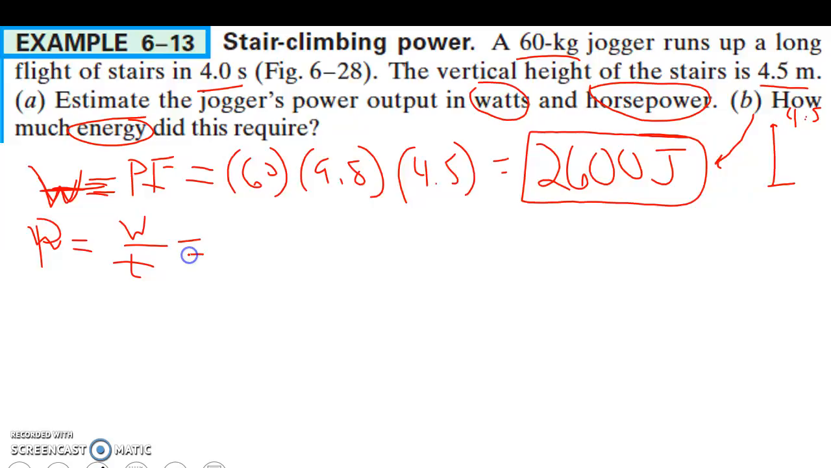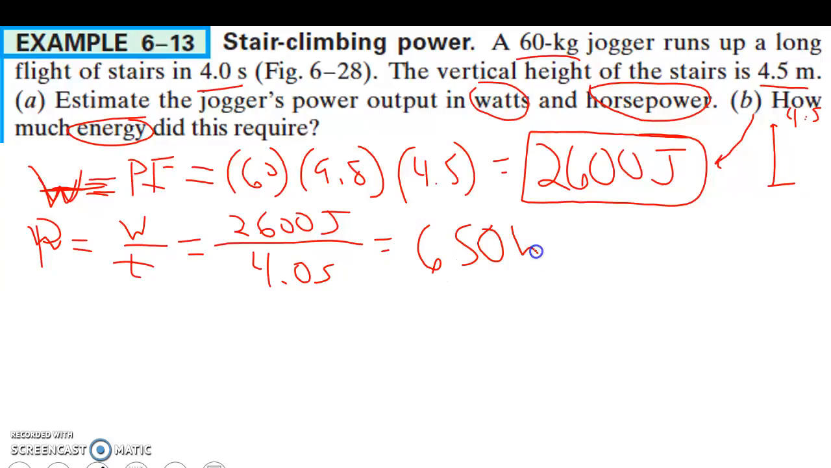So now, let's go to the work, or the power, which would be our energy of 2,600 joules, divided by our time of 4 seconds. A joule per second is a watt, so when we punch these numbers into the calculator, we get 650 watts. So that's our power. So now we got the answer to A, at least in watts.